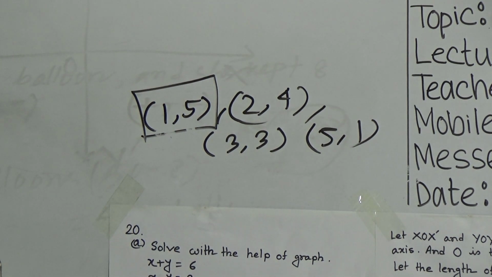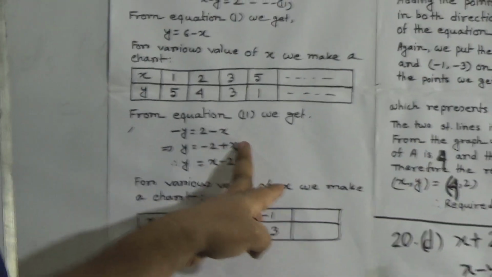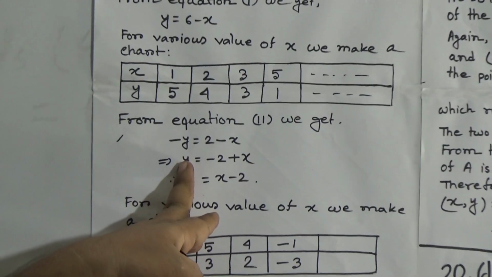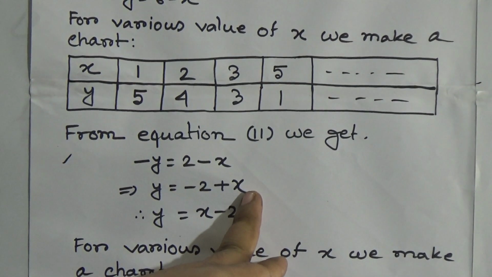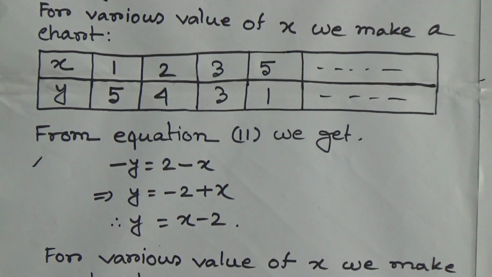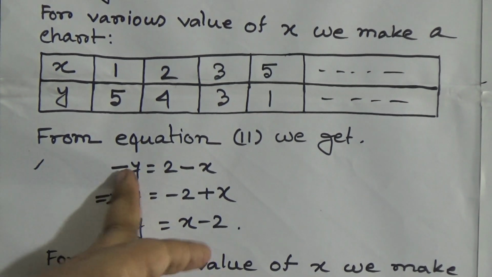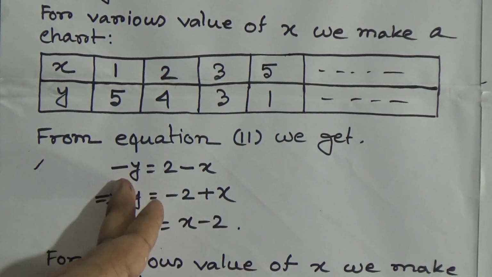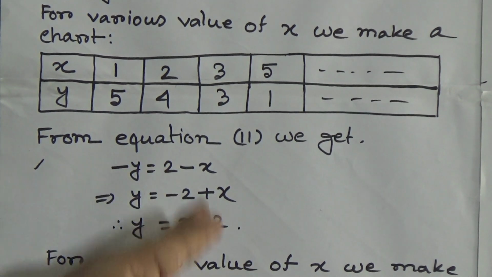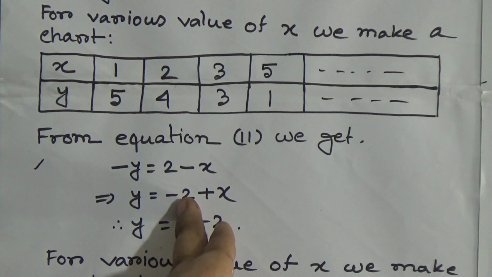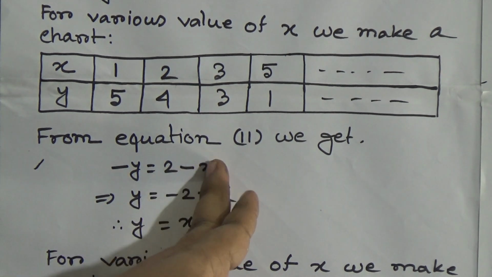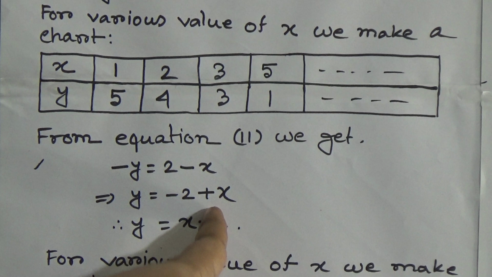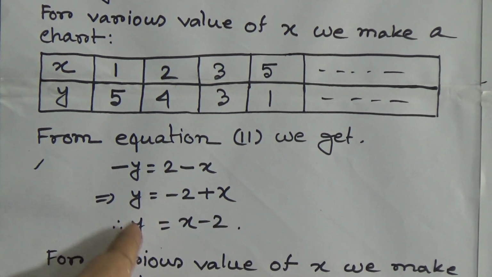Similar way, from equation 2 we get the value of y in terms of x. Notice minus y equal to 2 minus x. So y equal to minus 2 plus x. Why? Because we multiply both sides by minus 1. If we multiply minus y by minus 1, we get y. If we multiply 2 by minus 1, we get minus 2. If we multiply minus x by minus 1, we get plus x. So y equal to x minus 2. I hope you have understood.